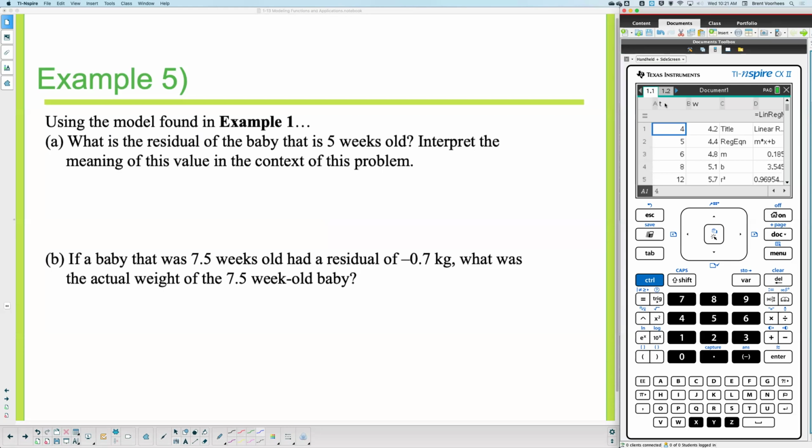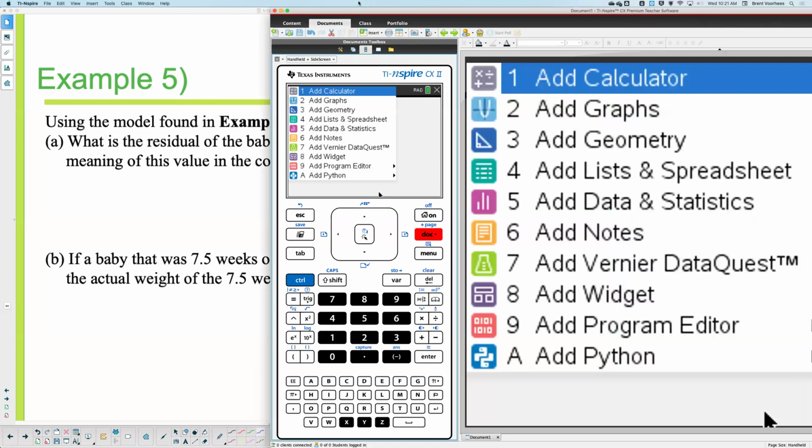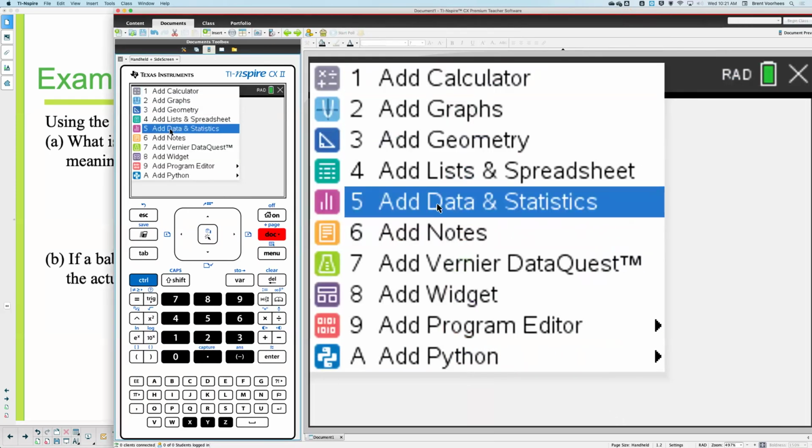Remember, we had the time, the amount of weeks, and the weight of a baby. That's what we had here. What we want to know now is what is the residual of a baby that's 5 weeks old. So here's how you do that. Again, press Control Doc. This is going to give us a new page. From here, for define residuals, you're going to go to Data and Statistics. So choose Data and Statistics.